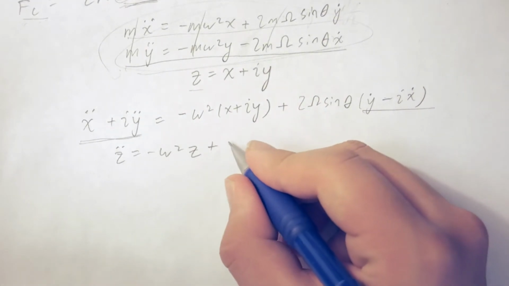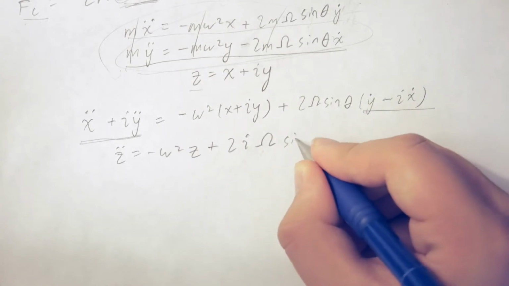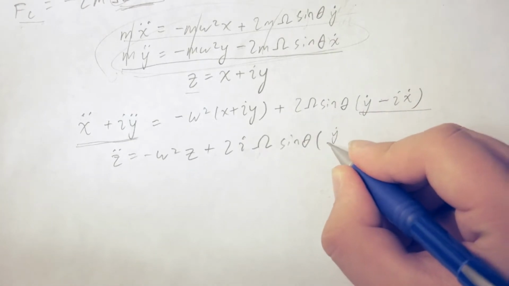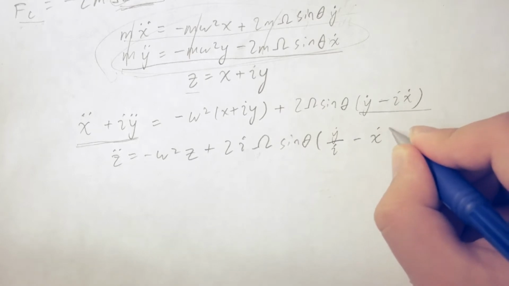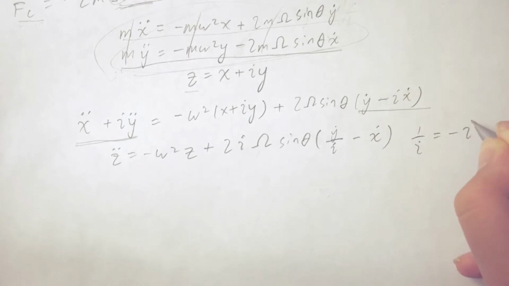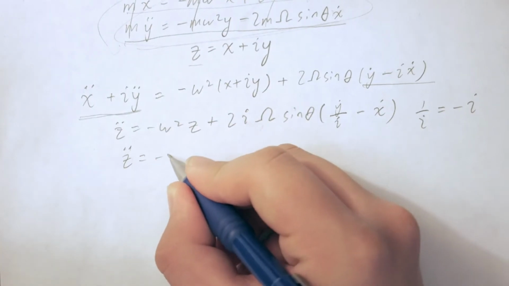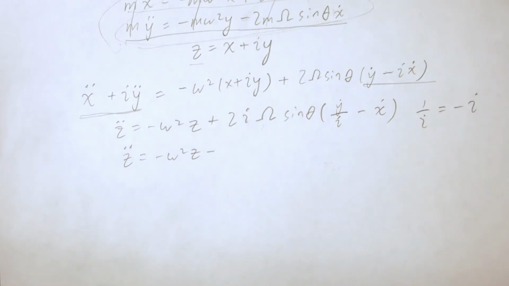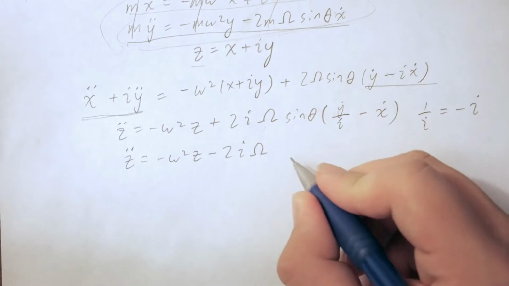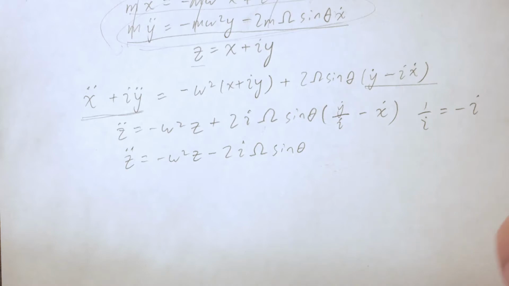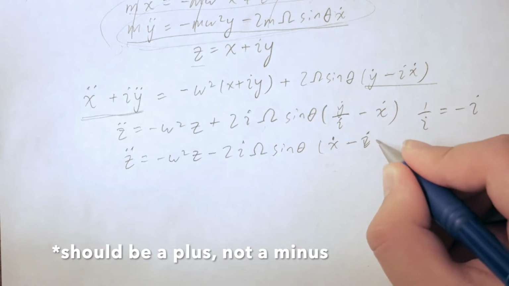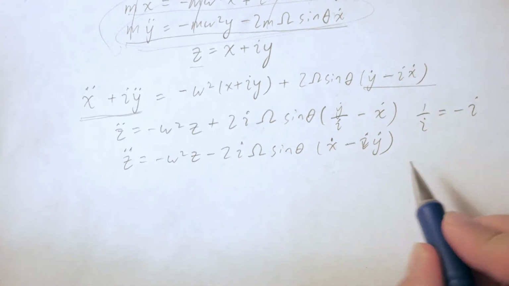But we can actually fix this by factoring out i, which shows y dot over i minus x dot. But we also know that 1 over i is equal to negative i. So we actually end up with negative 2i omega sine theta times (x dot minus i y dot). And this is actually just z dot.